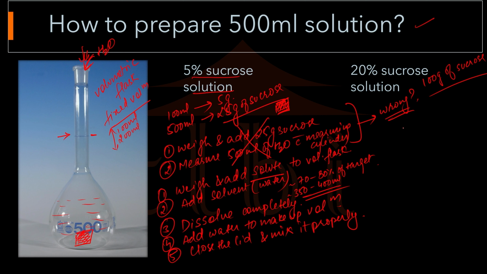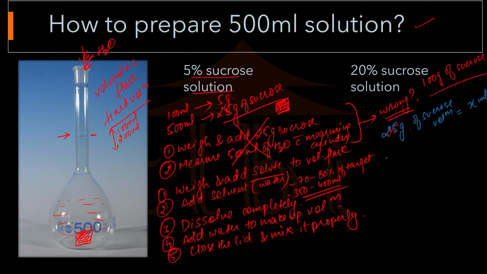Okay, why was this wrong? Now the thing is, when you add a solute or when you dissolve a solute, it will occupy some volume. So let's say this 25 gram, let me change color for this. Which color? Let's take blue. So 25 gram of sucrose in dissolved state has a volume of, let's say, x ml, right?